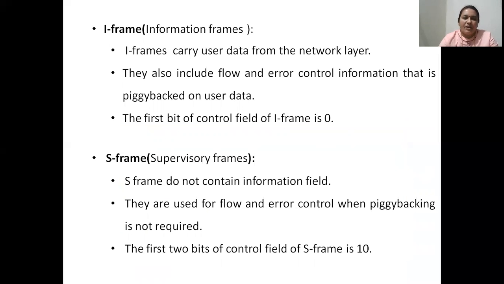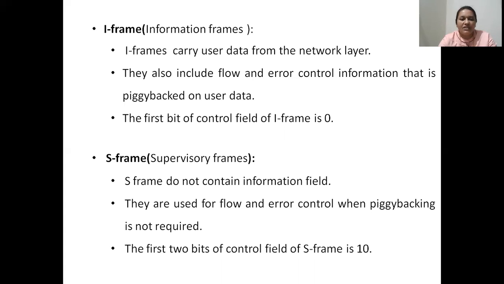The I frame carries user data from the network layer. I stands for information frame. As its name indicates, the I frame carries the data from the network layer for transmission. This I frame also contains some flow and error control information which can be piggybacked on the user data itself. And the first bit of the control field of the I frame is always 0. So the first bit 0 indicates that it's an I frame.